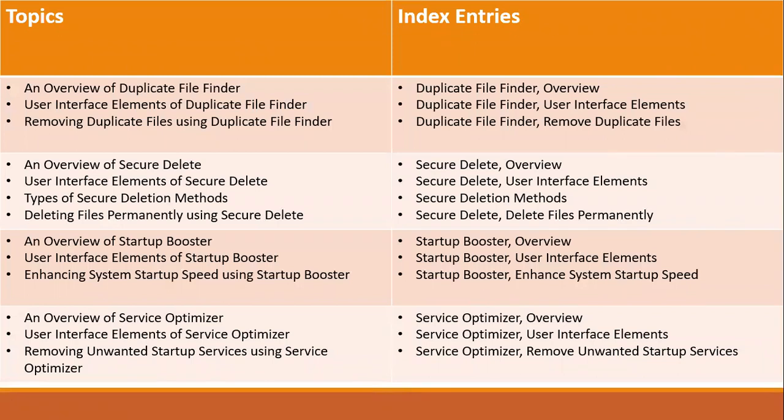In the topics, for all the topics, if you see metadata, first we are adding the index entries. Like if it's an overview for duplicate file finder, the index entries we have added are duplicate file finder and overview. Similarly, for user interface elements of duplicate file finder, again duplicate file finder, user interface elements. Now the same thing we have done for all the topics, and then we move on to metadata and keywords.